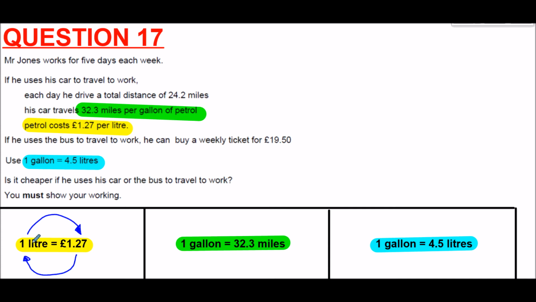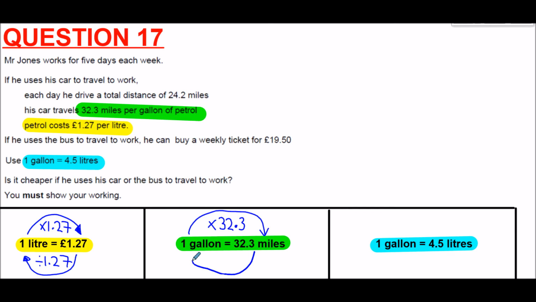So for example, litres to pounds. 1 is a smaller number than 1.27. So we're going from a smaller number to a big number. To change from litres to pounds, we'd multiply by 1.27. So going the other way round, going the opposite way, we do the opposite thing, which should be to divide by 1.27. This one, from gallons to miles, is going from a small number to a bigger number. The mile number is bigger than the gallon number. So if we're changing from gallons to miles, we'll be multiplying by 32.3.